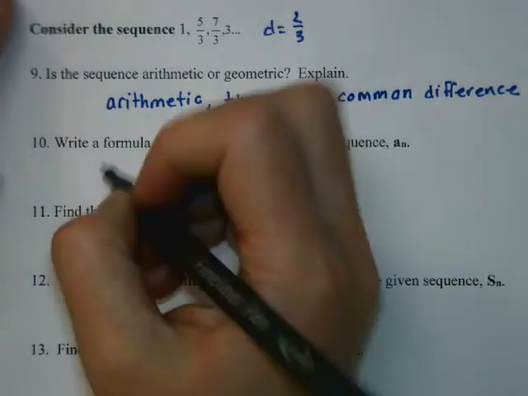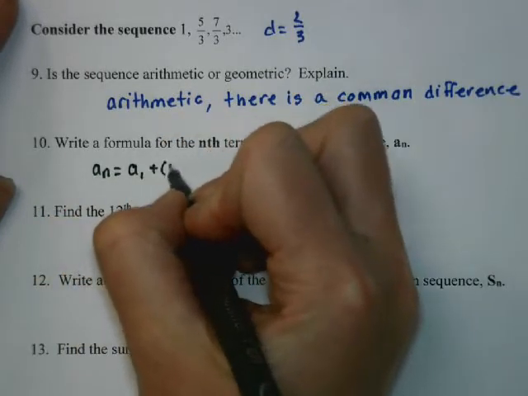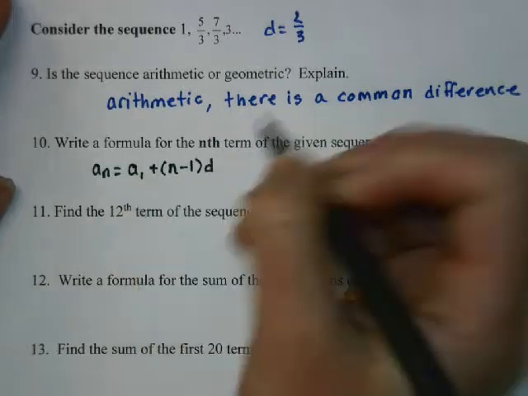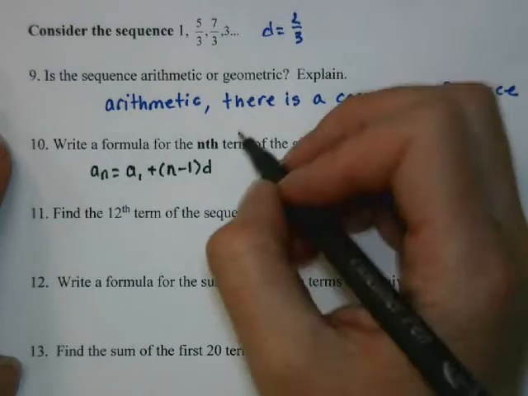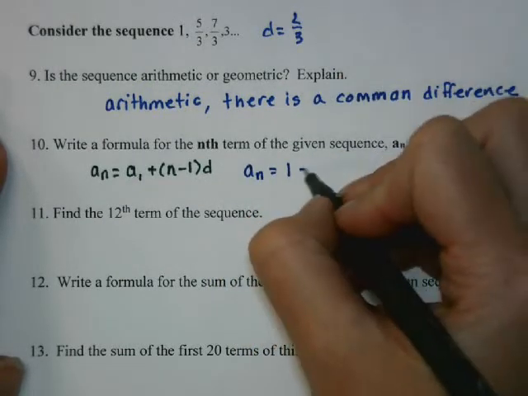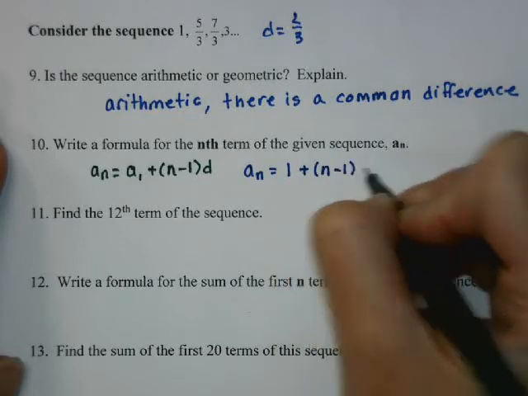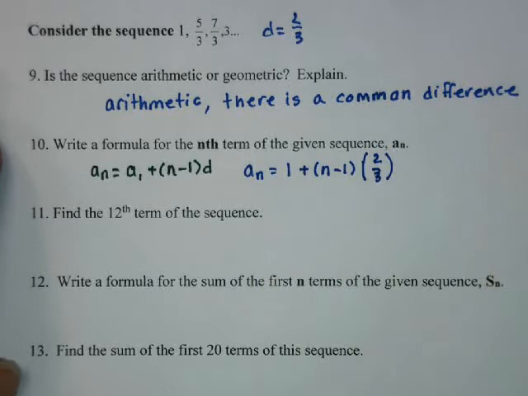So when writing the nth term formula, the general formula for arithmetic is an equals a1 plus n minus 1 times d. So what we're going to do is fill in the specifics for this sequence. So an is going to be a1, which is 1, plus n minus 1 times our common difference of 2/3. And you can leave it just like that.